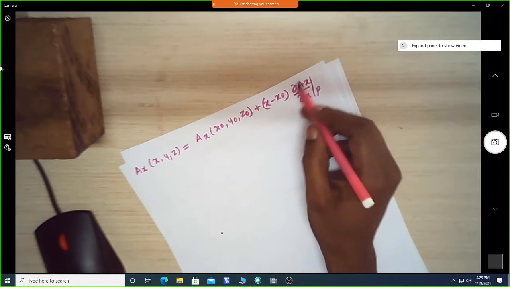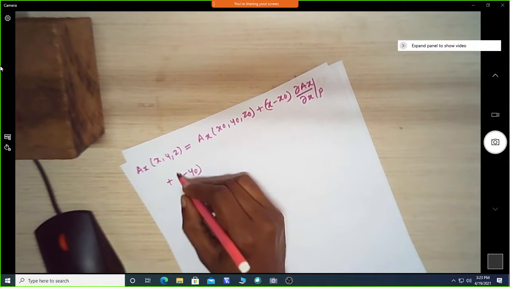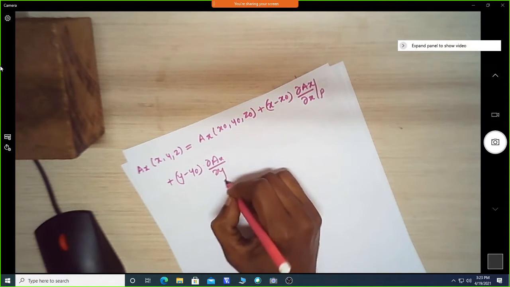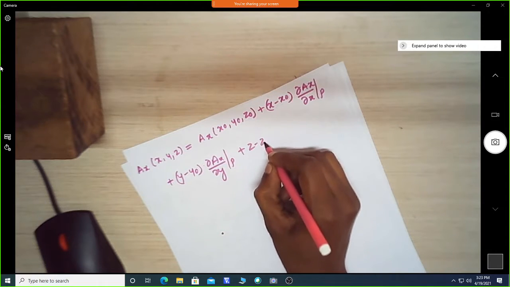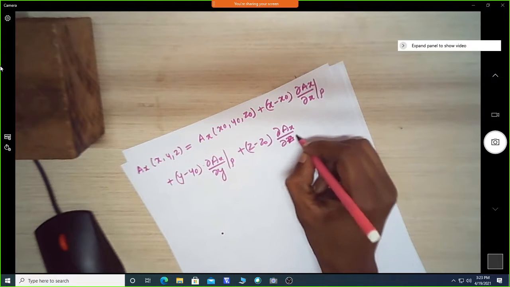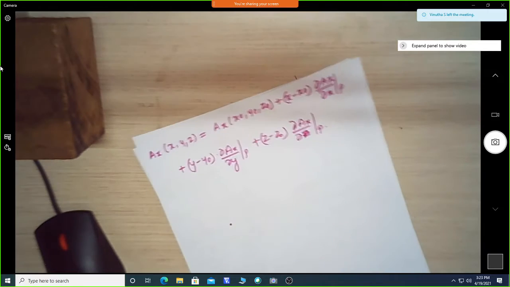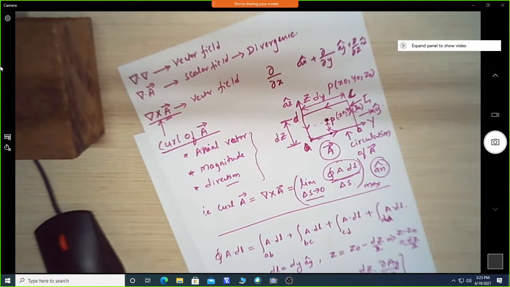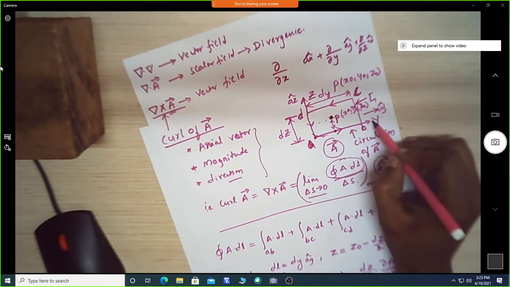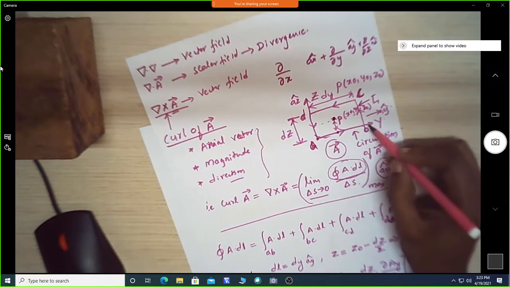So similarly, the x component plus (y minus y naught) into del ax with respect to del y at point P, plus (z minus z naught) into del ax with respect to del z, at point P. So this is the Taylor series expansion. Now here the variation is only in the y direction. Only z and y direction is there. The differential length dl is in the direction of ay.